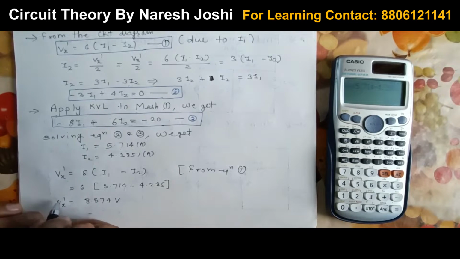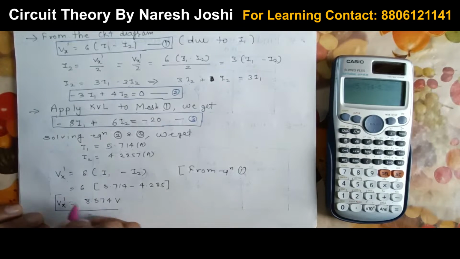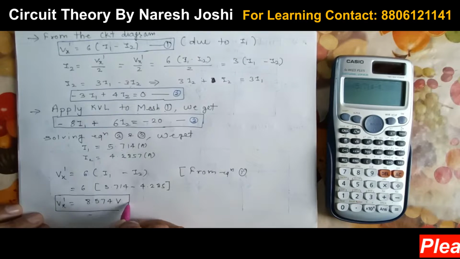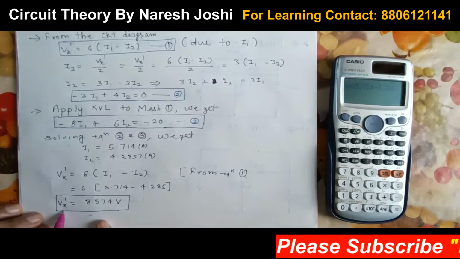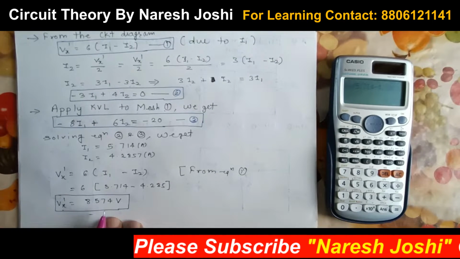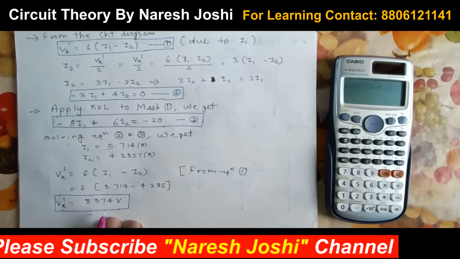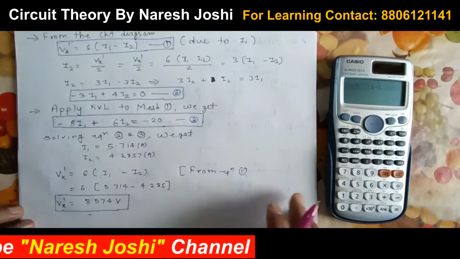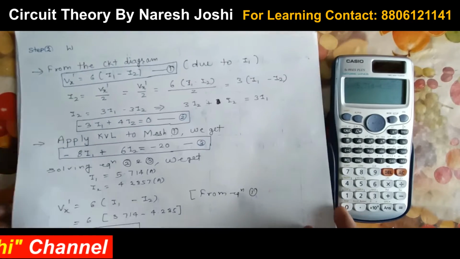Clear? And this voltage is across the 6 ohm, when only the 20 volt source is acting. So what is Vx dash? It is the voltage across the 6 ohm when the 20 volt source is acting alone. So this is the first step. Now we can move on to our second step.